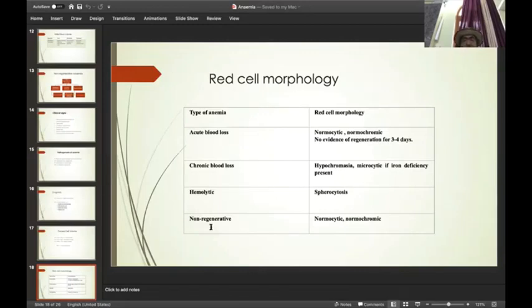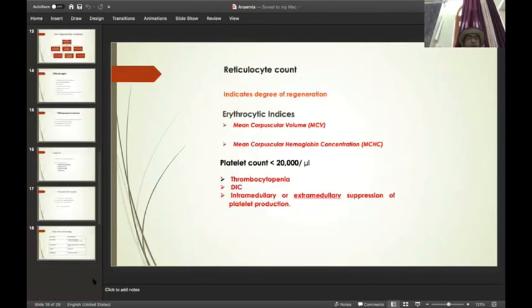So in case of non-regenerative anemia, normocytic, normochromic anemia, this is very important from the examination point of view, because this will help in determining the types of anemia developed.